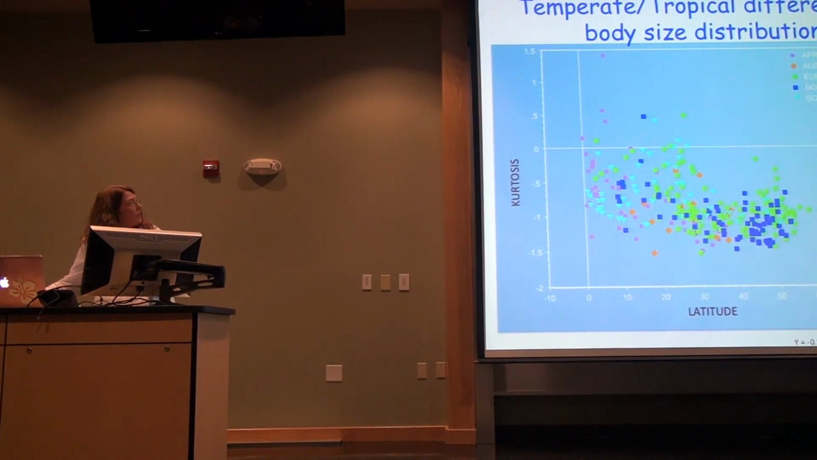But if you look at this, what really seems to be going on is that there is a temperate-tropical difference. That is, in the communities in temperate latitudes, you tend to get kurtosis values that are consistent with having these relatively flat, uniform distributions described by Brown and Nicoletto. And you get a huge range of variation in the shapes of these distributions in the tropics.